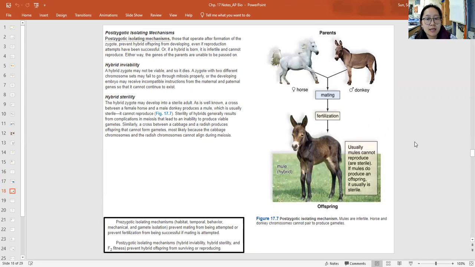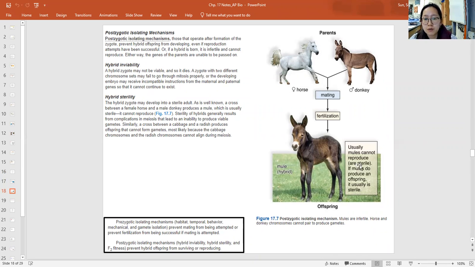Post-zygotic isolating mechanisms are like when hybrids form from the fertilization of the sperm and egg, but they die in the womb. Or with sterility, the hybrid actually does form and is born and becomes a full adult and reaches sexual maturity, but cannot mate with anything because it doesn't have any similar genetics with anything else. So the summary, we have it down here.